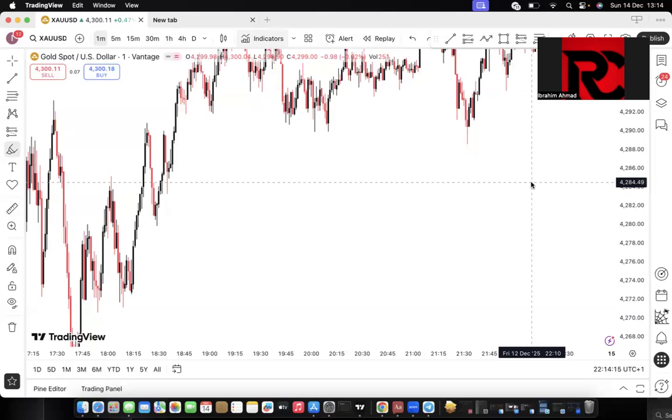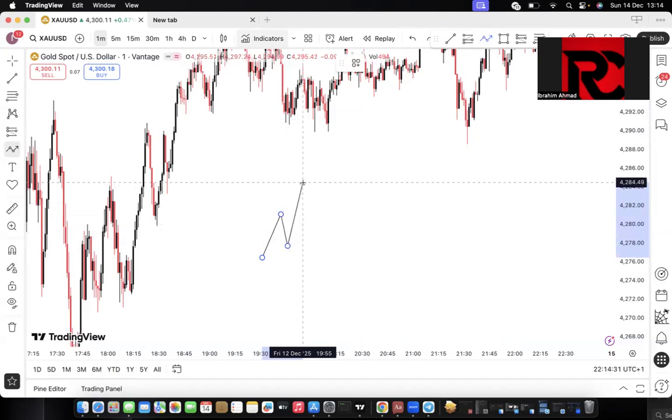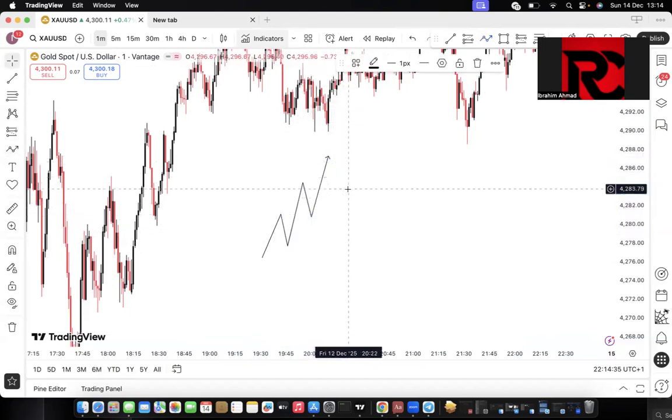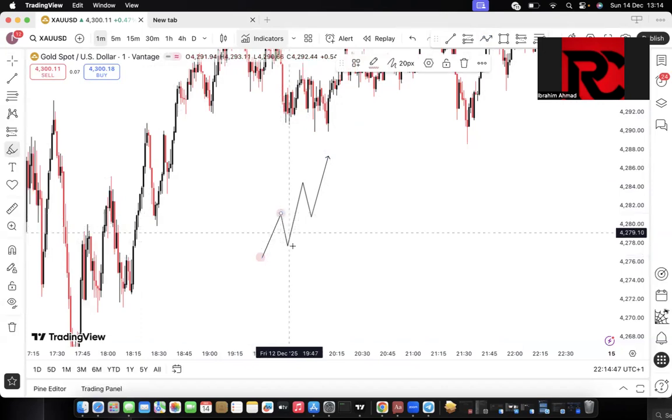So first and foremost, for you to identify a proper market structure, you need to identify a series of higher highs and higher lows forming in the market. Something similar to this. So you need to see something like this, a series of higher highs and higher lows forming in the markets. So this is for the bullish markets.